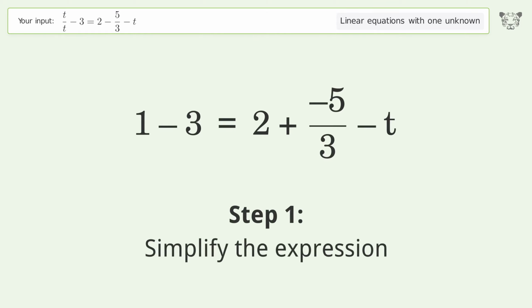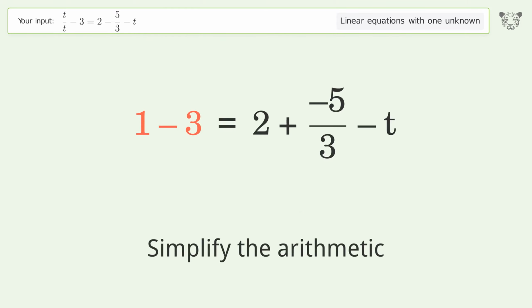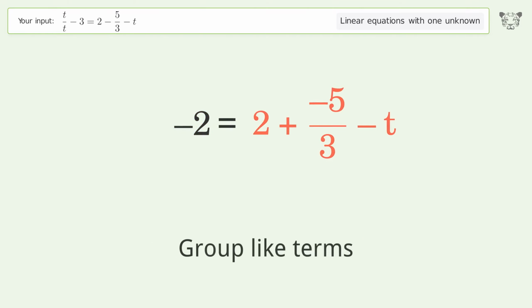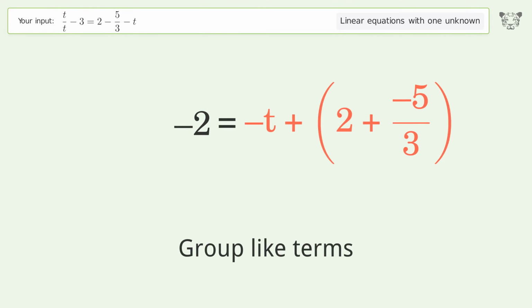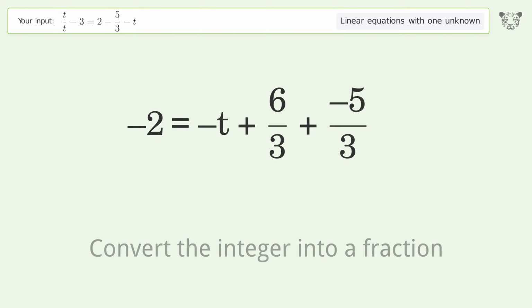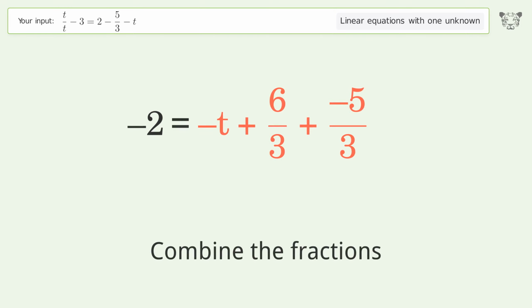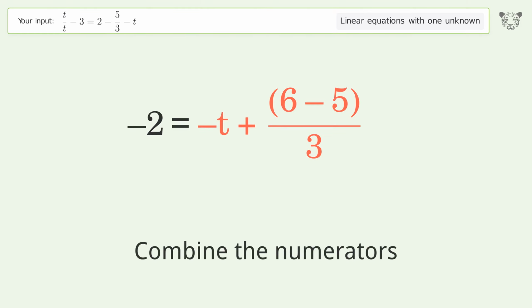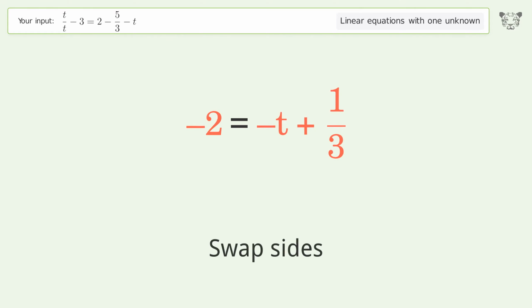Simplify the expression. Simplify the arithmetic. Group like terms. Convert the integer into a fraction. Combine the fractions. Combine the numerators. Swap sides.